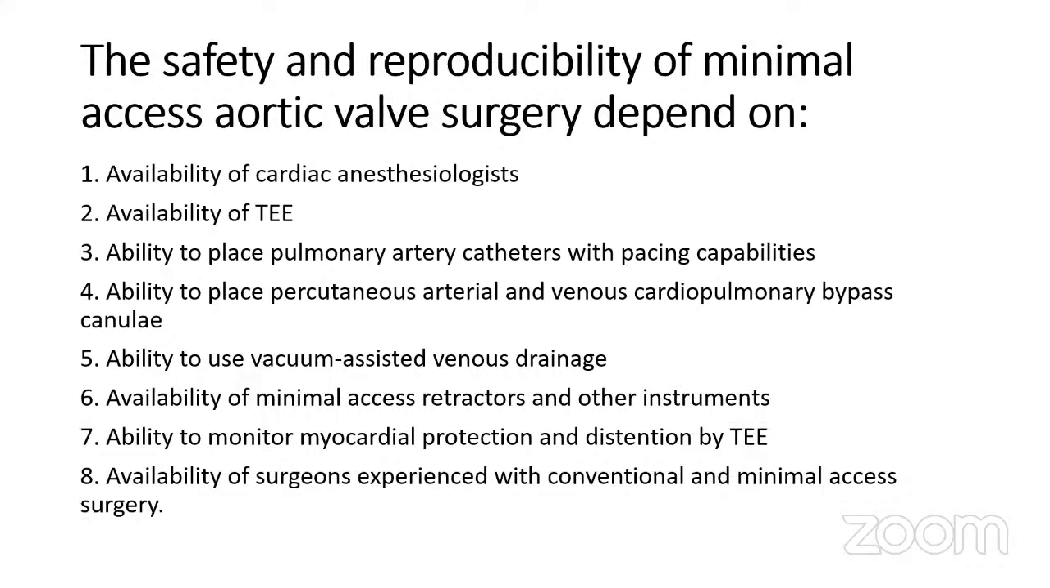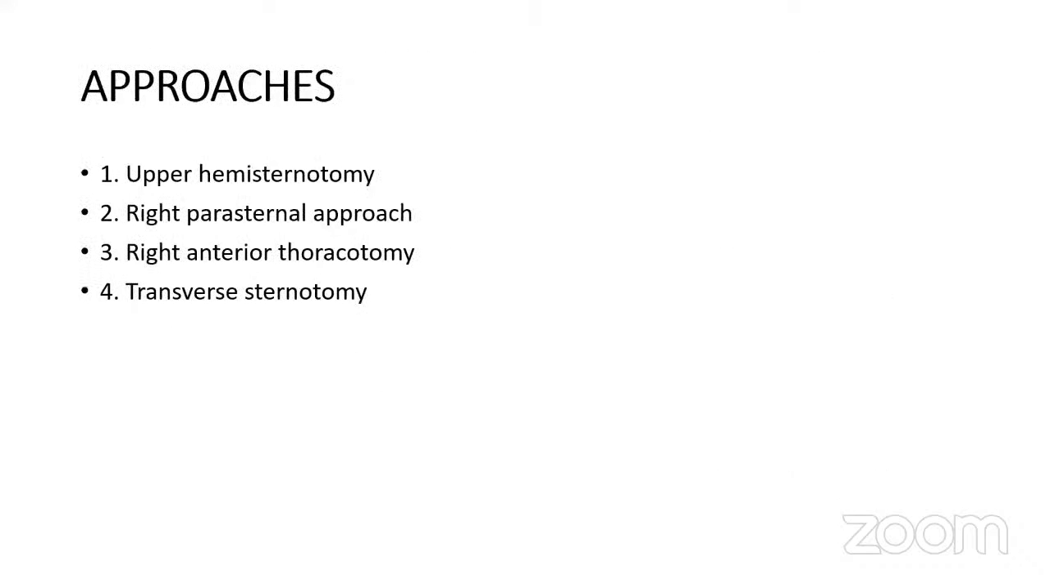The safety and reproducibility of this access depend on the availability of cardiac anesthesia, TEE, placement of a pulmonary artery catheter, pacing wire capability, and placing percutaneous arterial and venous cardiopulmonary bypass. Sometimes you need it, and also the ability to use vacuum assisted venous drainage during cardiopulmonary bypass. A minimal access retractor and other minimally invasive instruments should be available, with the ability to monitor myocardial protection by TEE, and the surgeon himself should be expert in both conventional and minimal access.